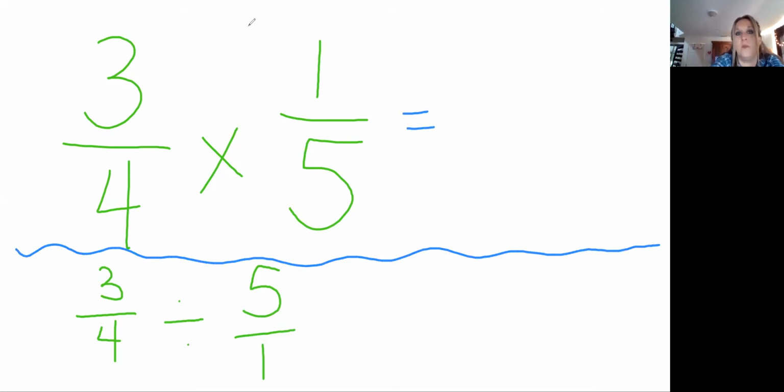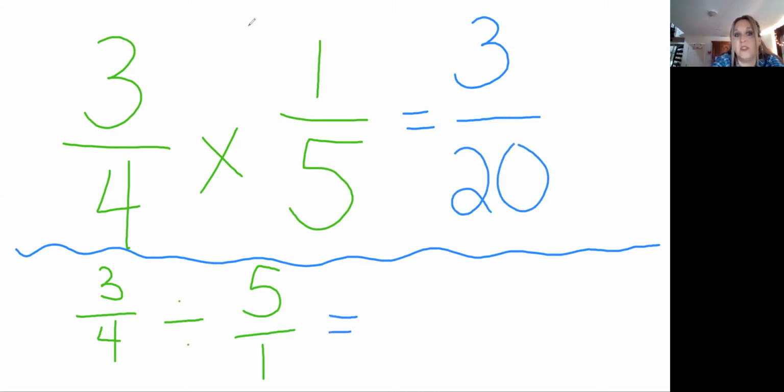Here we go. 3 times 1 is 3. I know, Lucy, we're almost done. 4 times 5 is 20. So that is my answer to 3/4 divided by 5 wholes. 3/4 divided by 5 wholes is 3/20.